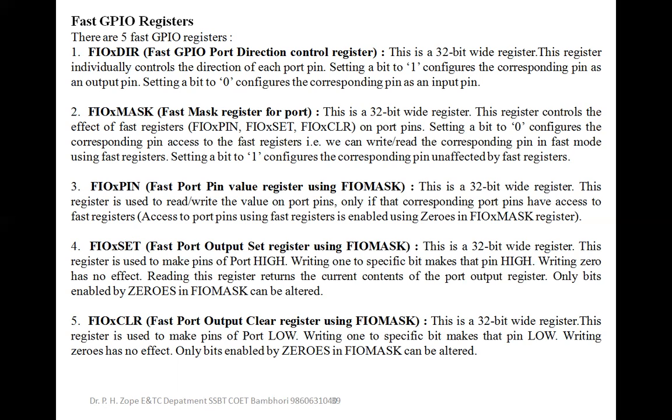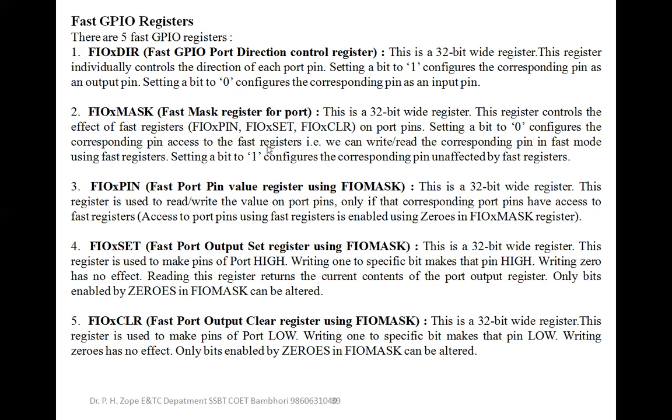Similarly, for clearing of the bits, the FIOXCLR register is necessary. Again, it is used in conjunction with the FIOMASK. So that's why its name is fast port output clear register using FIOMASK, right? Again, this is a 32-bit wide register. This register is used to make pins of the port low. Writing 1 to a specific bit makes that pin low. Writing zeros has no effect. Only bits enabled by zeros in FIOMASK can be altered, right?